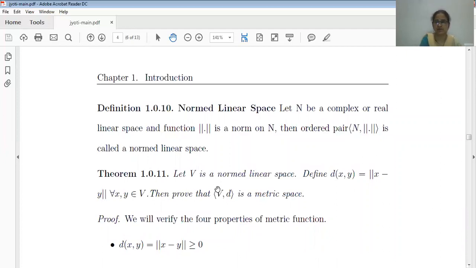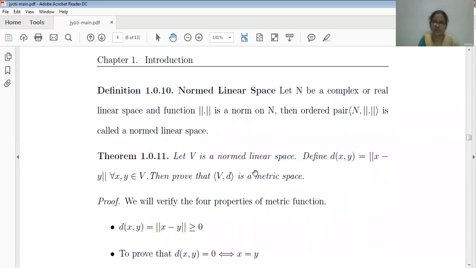For this, let us have a look at this theorem. Let V be a normed linear space, and if a function d(x,y) is defined as norm of x minus y for all x, y in V, then prove that the ordered pair (V,d) is a metric space. That is, V is equipped with a norm, and we want to prove that whatever this defined d function is, it is a metric.